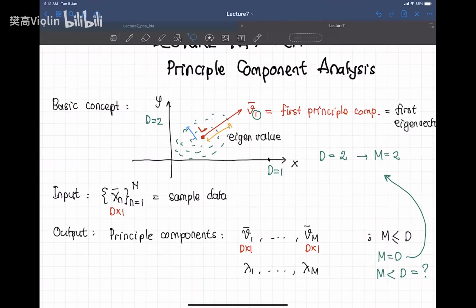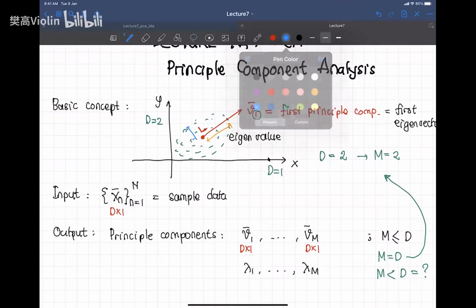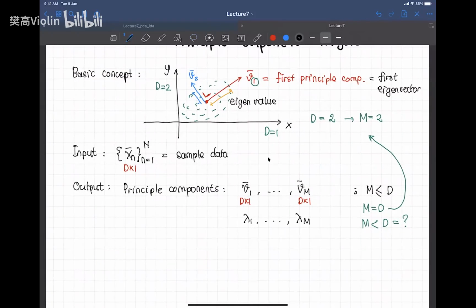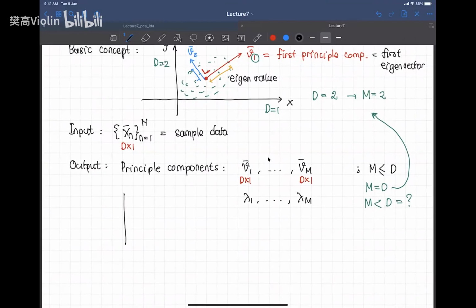So what does it all mean though? Let's discuss the intuition behind this first, before getting into the mathematical equation. Why are V1 and V2 interesting, important, useful? Basically, that's the question. One of the applications of these principal components, as mentioned, is dimensionality reduction. When we say that M is smaller than D, it means dimensionality reduction.